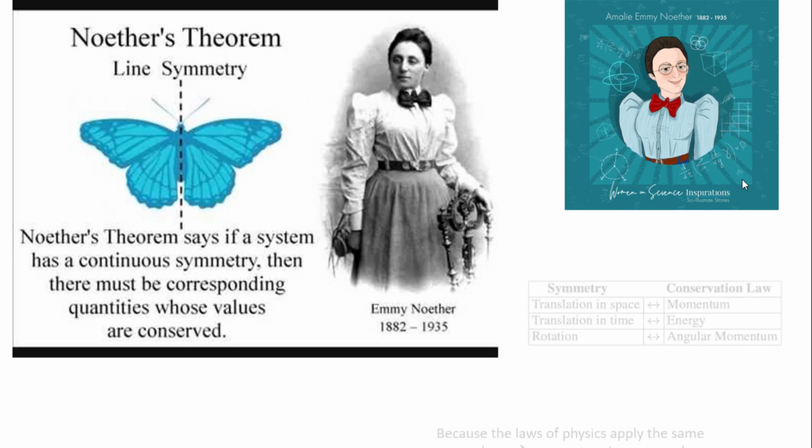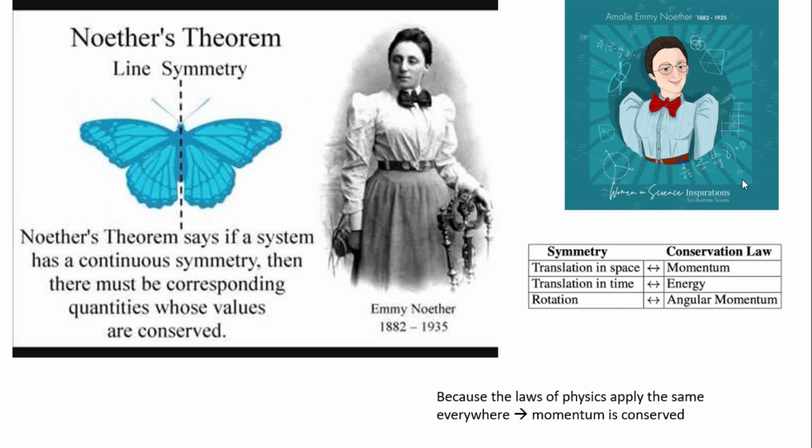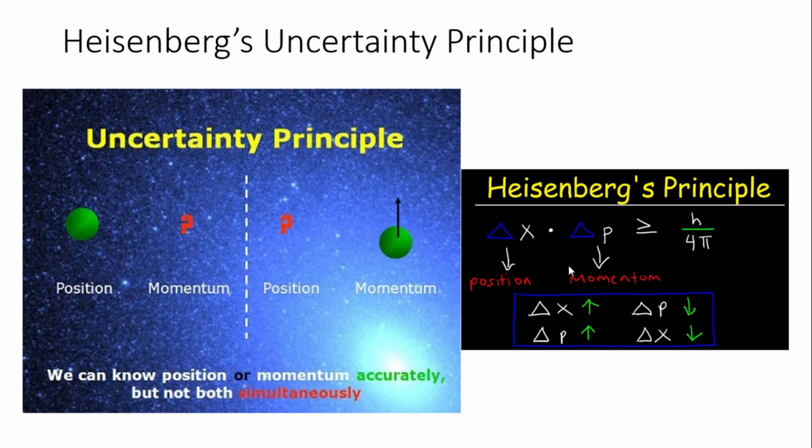And this can be applied to physics, where if we're talking about translation in space, or essentially the fact that physics laws apply everywhere in space, so a law everywhere in space is going to apply. Because of that, momentum is conserved. There's actually other things that are conserved due to Noether's theorem, but they like to ask about momentum with Noether's theorem because symmetry leads to conservation of momentum.